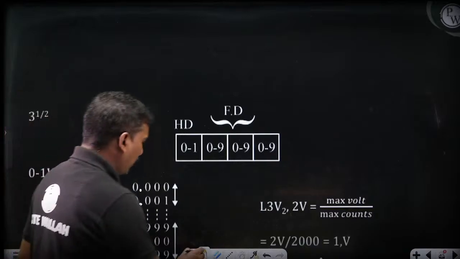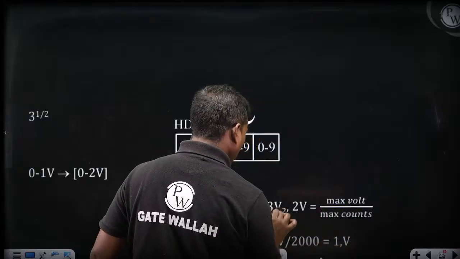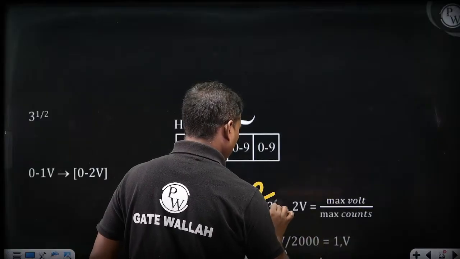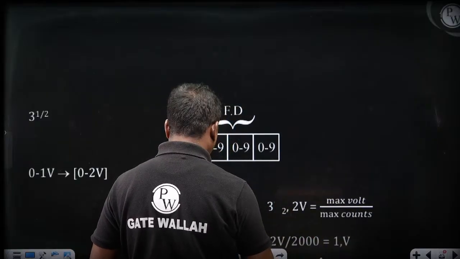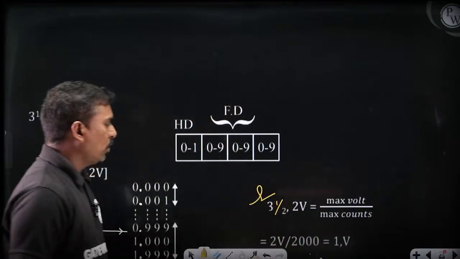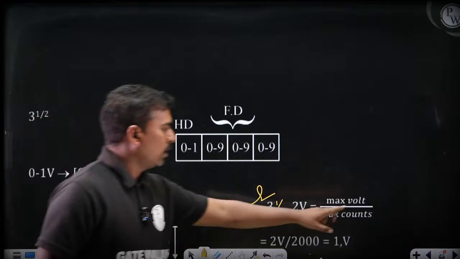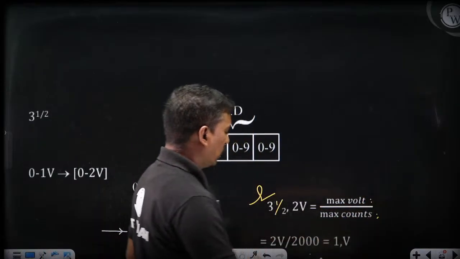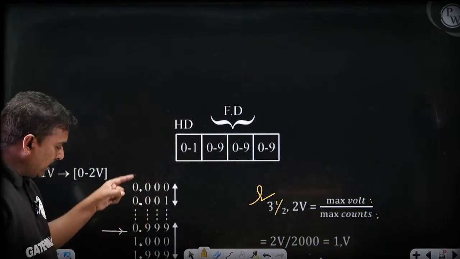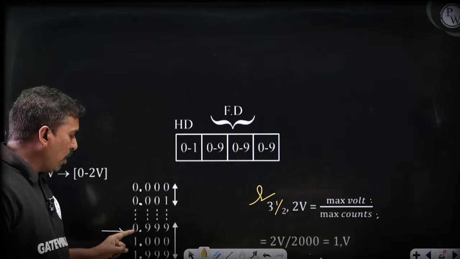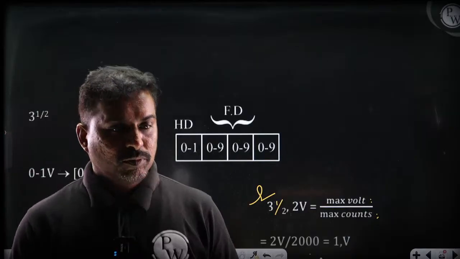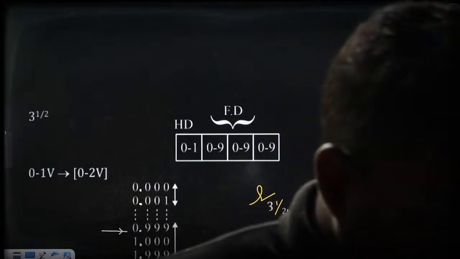Now this is the resolution of a 3.5 digit display over a range of 2 volts, that is the maximum voltage by maximum counts. Here the maximum voltage is now not 1 volt. The maximum voltage is increased to 2 volts. Why? Because this half digit gives up to 0.999, and with it 1.999. Got it, my friends?